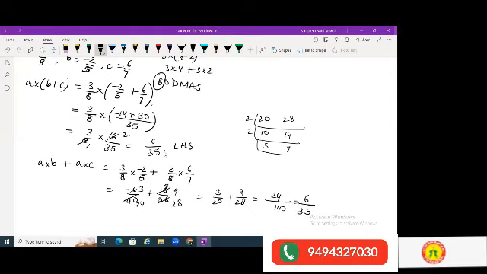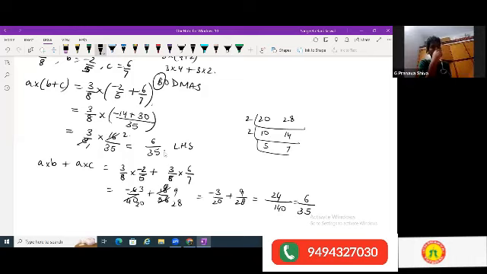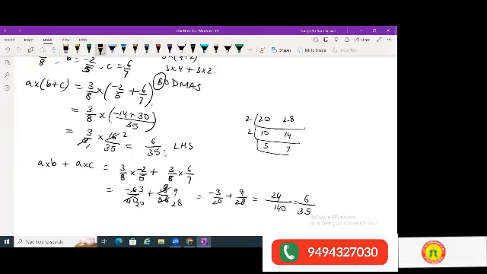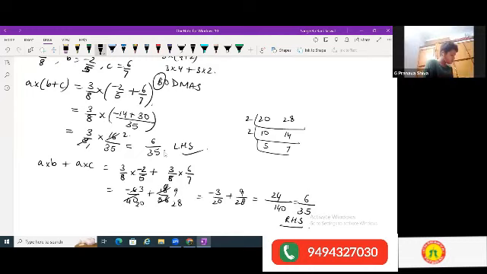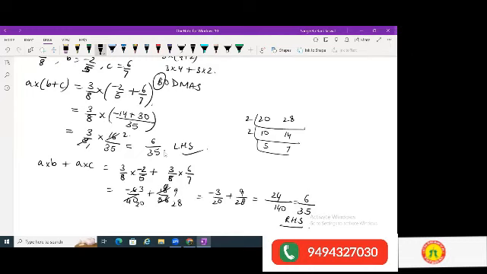Right, children? Okay, so you can see the right hand side is equal to your left hand side. So this property holds true for addition.